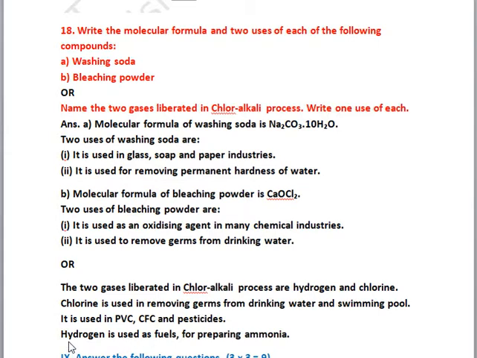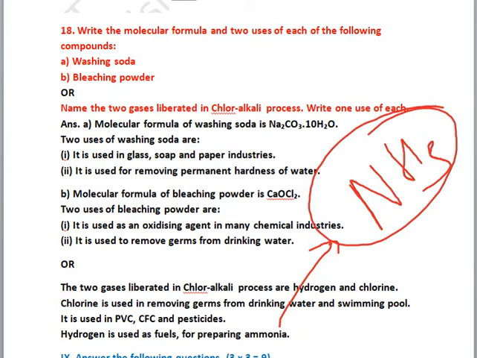And next one, for hydrogen, it is used as a fuel and is also used for preparing ammonia. What is the formula of ammonia? NH3. So for making ammonia we need nitrogen and hydrogen also. So ammonia is prepared by using hydrogen.